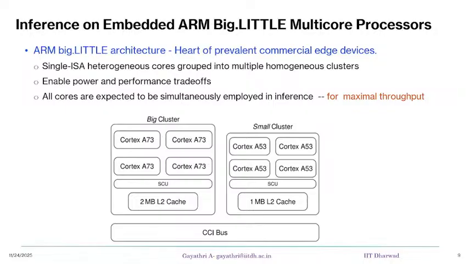Now these two are put together in the same chip, right? And then there is a common cache and a common cache interface, the CCI bus, that takes care of the data movement between these processors, right? So now your expectation is you want to simultaneously use all of them. It's given to you in your chip, and you want to use it to maximize the throughput for your application, right?